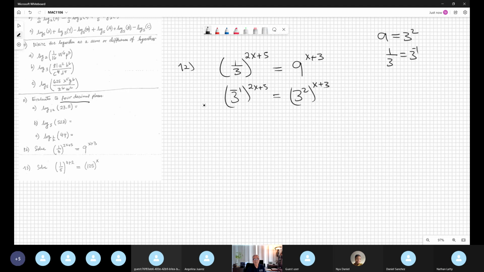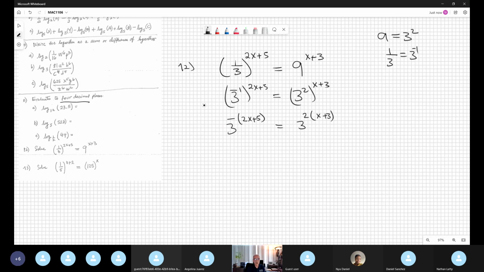Now, one more time, you apply the multiplication rule. When you have different levels of exponent, you multiply each exponent. This is 3 to the power negative 1 times 2x plus 5. I put parentheses because the negative 1 multiplies everything. We have a binomial here, so if you don't put parentheses, you are in big trouble, because you would multiply negative 1 by only the 2x. No, multiply the whole thing. Likewise here it is 2 times, positive, x plus 3.